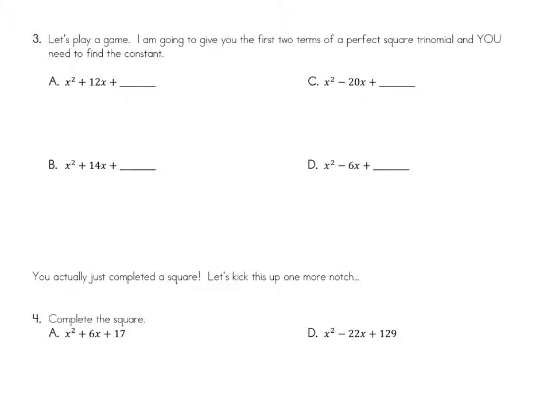So one way that you can think about this is take half of it, right? Because 12 cut in half, or 12 divided by 2, is 6. But that's not the number that went there. We got that number by doing 6 times 6. So example A would have a 36 there.